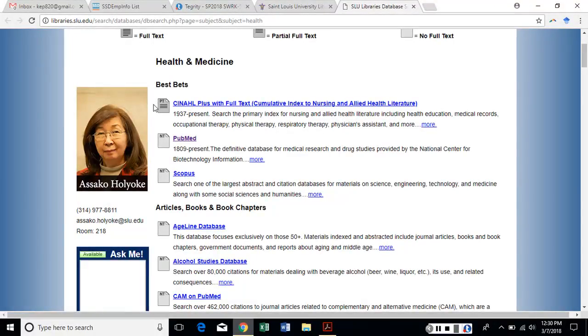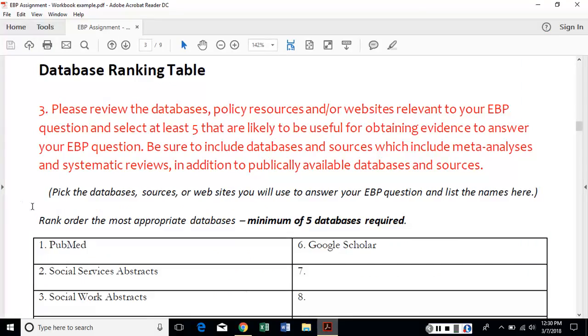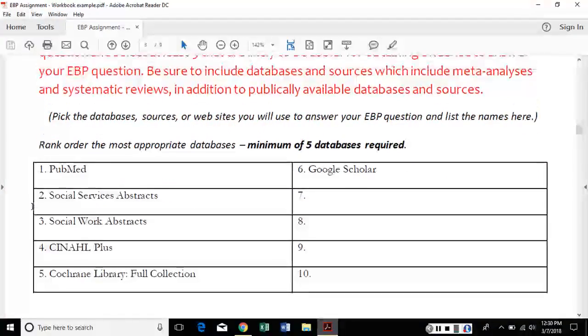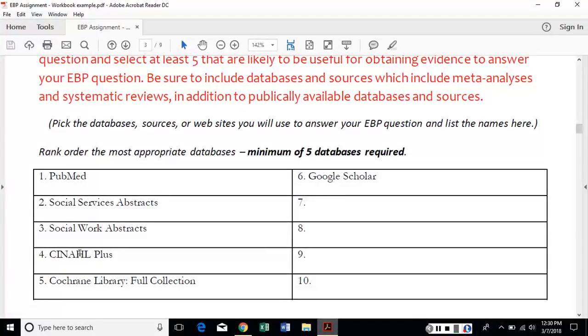I'm not familiar with all of these, but you can read a little bit about them to see what might be most applicable. I can tell you that if you are doing anything related to health, PubMed is a database that should definitely be on there. So I would suggest PubMed. Scopus is going to have a lot. You can scroll through them. On my list, you can see that PubMed is the first that I have. I also have Google Scholar on there, and CINAHL Plus, which will also be helpful.